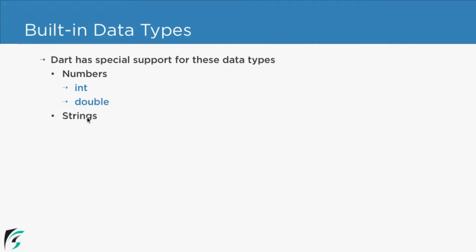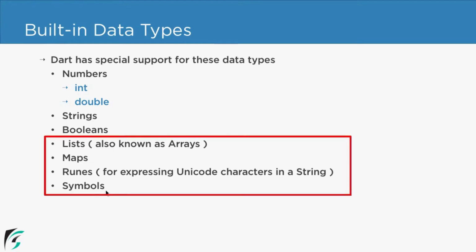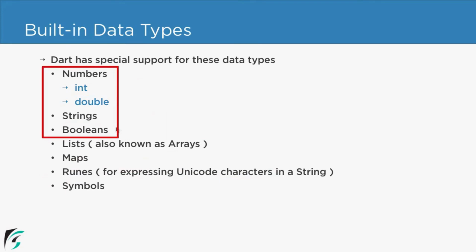And then we have strings, booleans, list, maps, runes, and also at last symbols. Now we will discuss list, map, runes and symbols in our upcoming videos. Since we have just started the course, so for now let us only focus on numbers, strings and booleans.